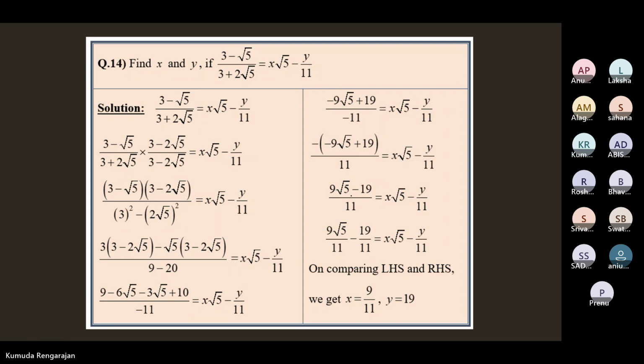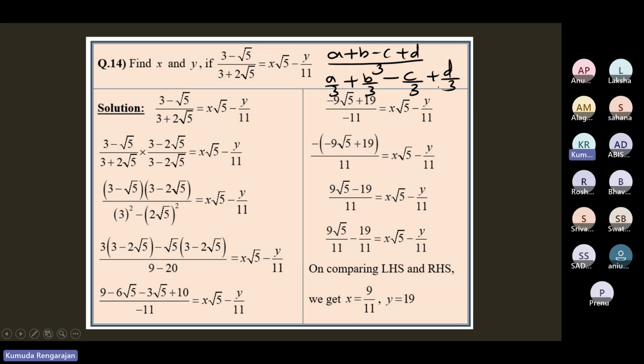Now, the simplification is done. This is the final step. Now you have to compare. So how do you compare? Take this 11 for both the terms in the numerator. See, if you have a minus b by c, you can write it as a by c minus b by c. If you have a plus b minus c plus d by 3, this can be written as a by 3 plus b by 3 minus c by 3 plus d by 3. Every term in the numerator will have the denominator 3.